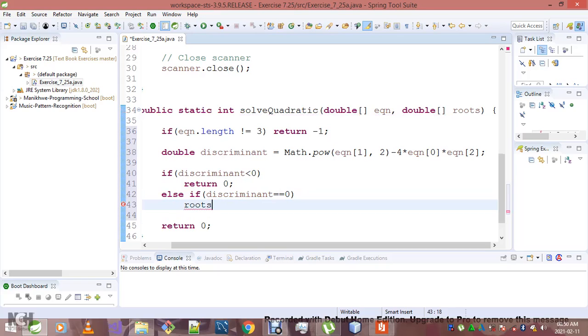So I'll simply go roots at 0 is equals to minus b over 2a. That is exactly what it will be. So minus b over 2 times a. Am I right? Of course I am. Oh, a isn't written like that. It's the first element on our array. We will then return 1.